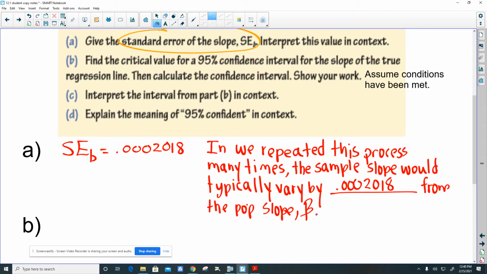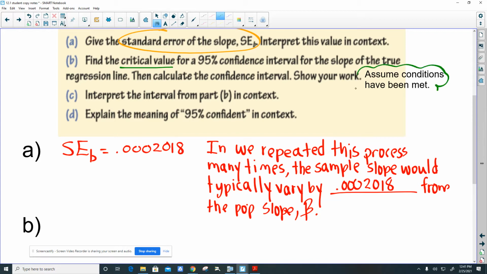So if we were to repeat this over and over and over again, it feels like this is a really small standard deviation. We're only expecting our sample slopes for the various regression lines we would create from a sample of our data to be off by about this really small number from the true population slope. So that's part A. Part B says, find the critical value, the t-score, for a 95% confidence interval for the slope of the true regression line. And then we want to calculate that confidence interval, showing our work.